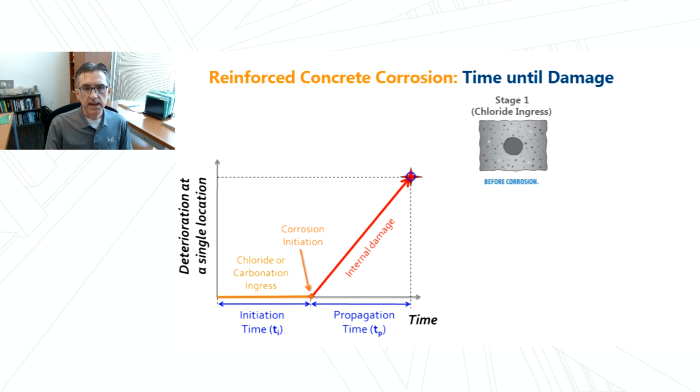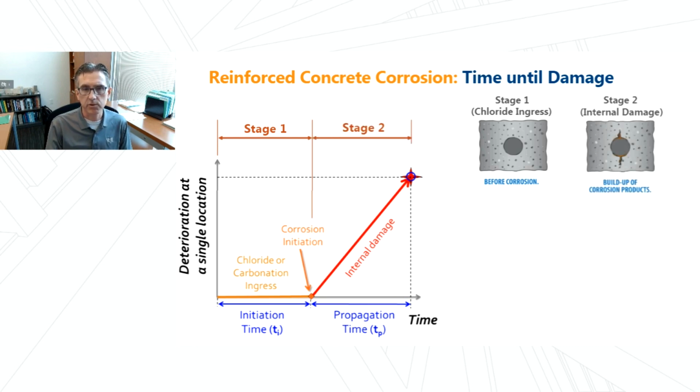During that initiation period, or stage one, if our structure is in salt water, we have chlorides penetrating the concrete. And if it's exposed to the atmosphere, we have carbon dioxide carbonating the concrete. Eventually, the chloride levels or the depth of carbonation will reach the point where the steel begins to corrode, and we move into stage two of corrosion. Here we have internal damage occurring. The steel is corroding, and the corrosion products that are developing have a larger volume than the original steel.